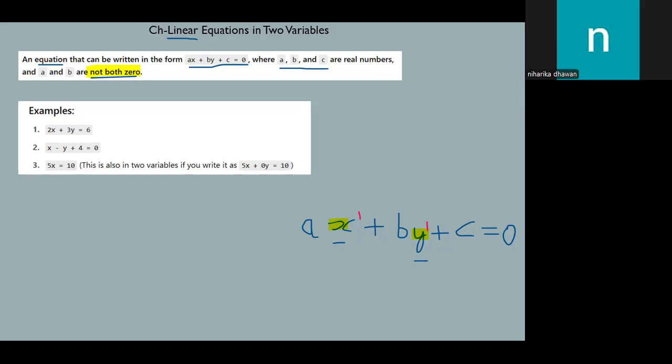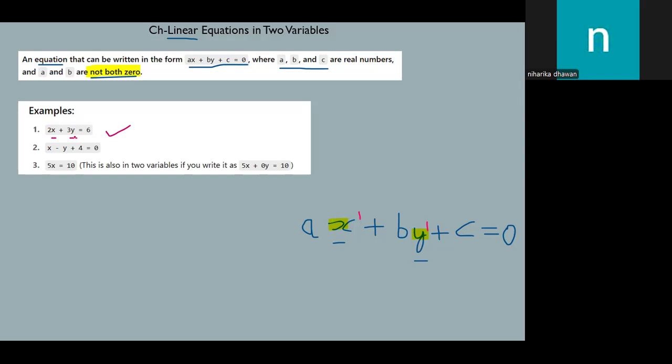Now let's move to some examples. For example, 2x plus 3y plus 6. Now as we can see, this equation is a linear equation. Why? Here we have two variables x and y, and also the power of these variables is 1. So this is a linear equation in two variables.